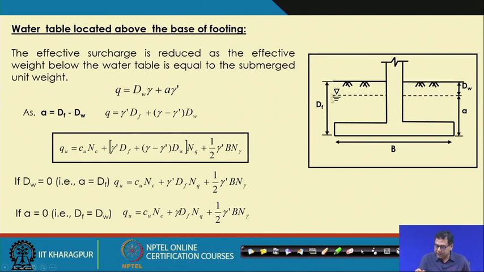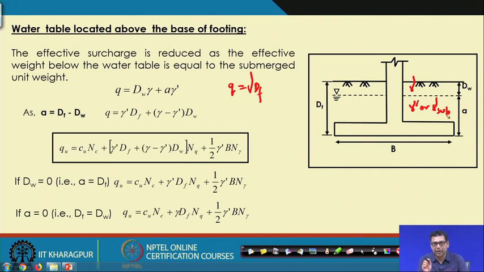Now, as I mentioned, Q, the surcharge load, is the soil weight above the base of the foundation. So, surcharge will be equal to, initially, if it is dry soil, we write just gamma into dF, where gamma is the dry weight. Here gamma is the unit weight, and here it is gamma dash or gamma sub. As I mentioned, if nothing is mentioned with the gamma, if it is only gamma, then it is the bulk unit weight, and if it is gamma bar or gamma sub, then it is the submerged unit weight. So, gamma dash is gamma saturated minus gamma W, saturated unit weight minus unit weight of water.